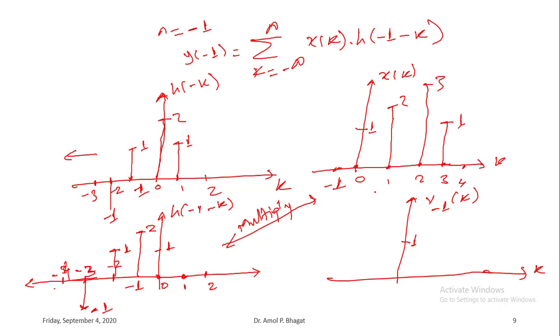At 1 no value means 0, at 2 no value, so all these values will be 0, right? At -1 no value means 0, at -1 2 is there, again these values will be 0, and this is about the origin. So again you are obtaining y of -1, right? So here only one sample is there at 0, right?